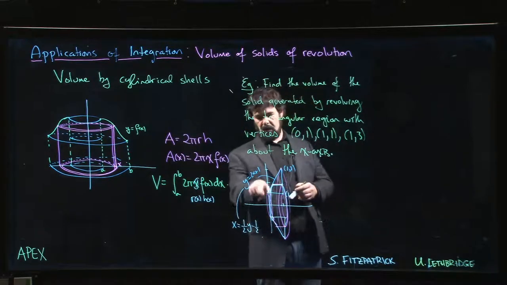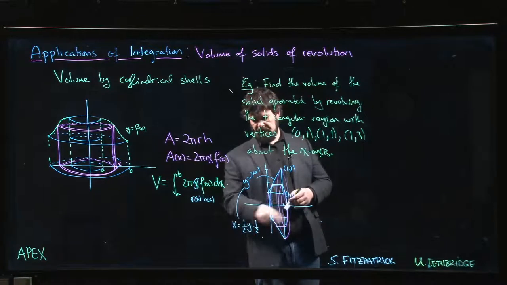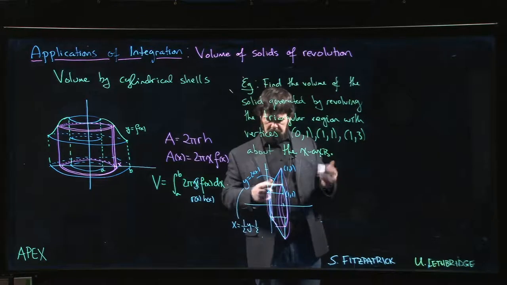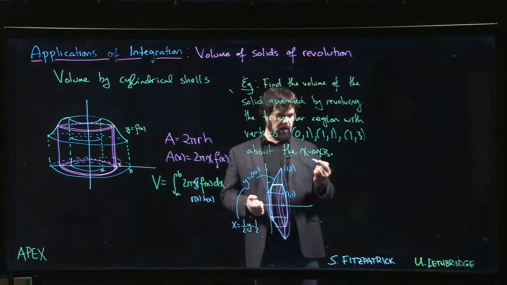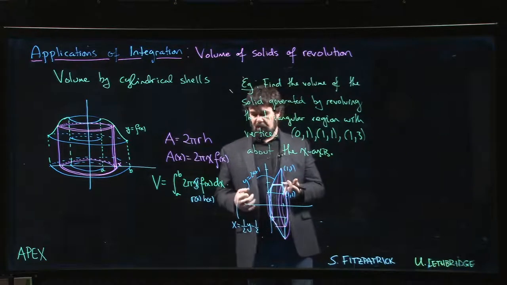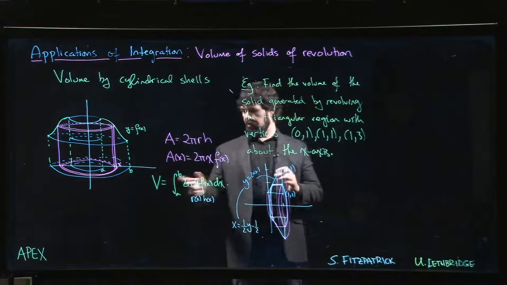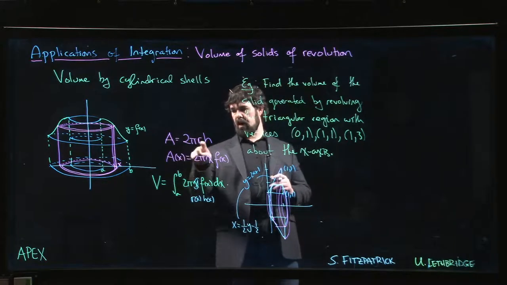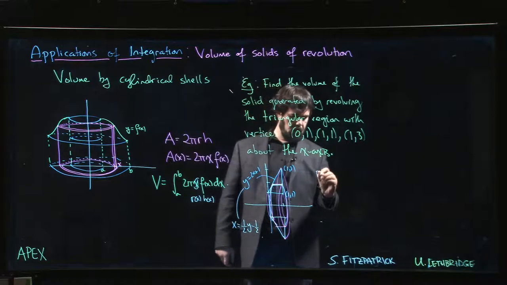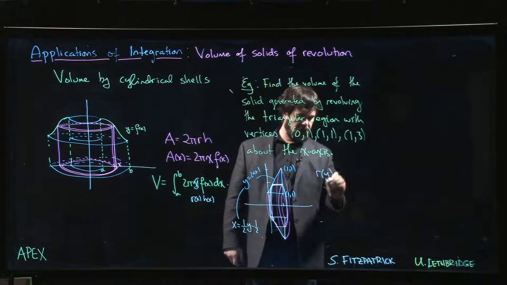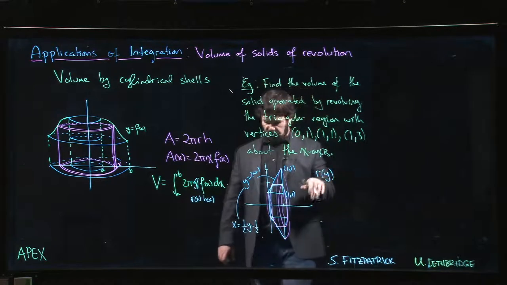So this line, y equals 2x plus 1, we should rewrite that. x is 1 half y minus 1 half. Sort things out. And just like when you're doing integration with respect to x, the main thing is to figure out that my cross-sectional area is going to be 2 pi r h. So what are the radius and height for our cylinder? This time it's functions of y.